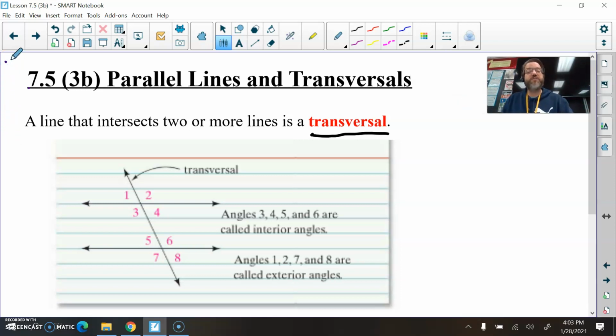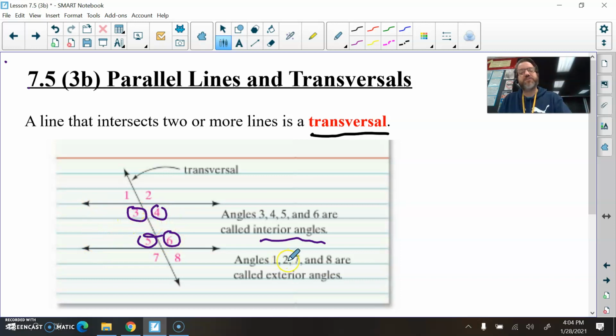All right, angles 3, 4, 5, and 6 are called interior angles. The reason they're called interior angles, here's angles 3, 4, 5, and 6. The word interior means inside, just like an interior decorator wants to decorate the inside of a house or a building, for example. These angles 3, 4, 5, and 6 are all inside of these parallel lines. Okay, you have these parallel lines. The ones inside are called interior.